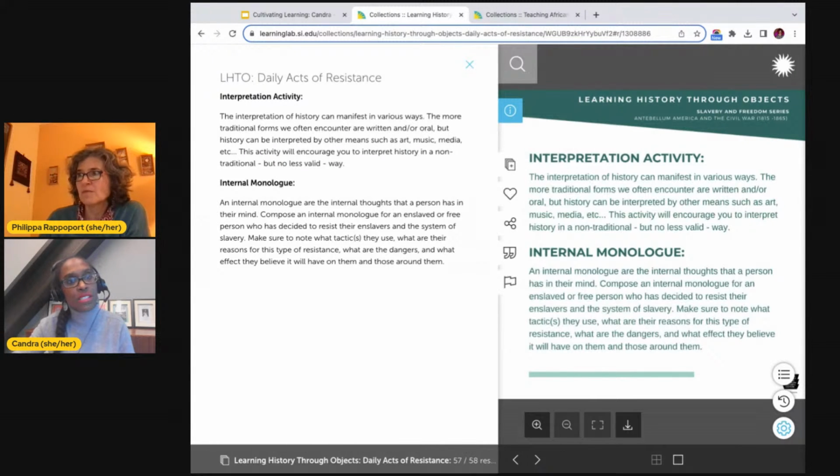For this one is the Learning Lab collection of daily acts of resistance. And so these questions and these activities will help students dig a little bit deeper into thinking about daily acts of resistance or larger acts of resistance.